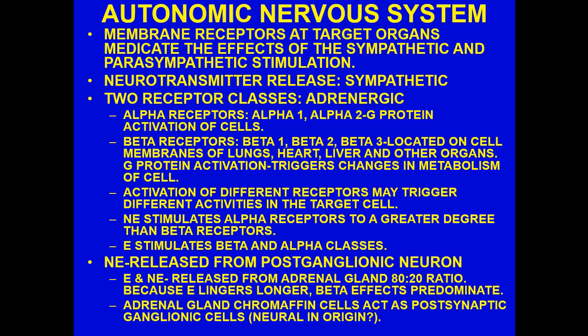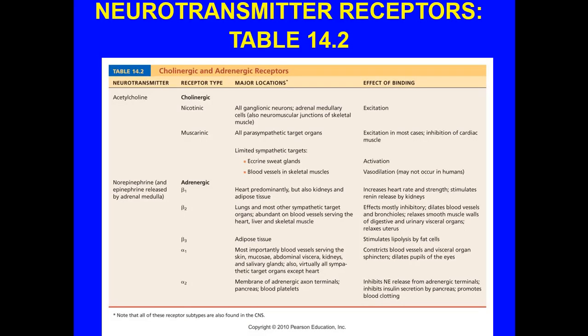Okay. Norepinephrine and epinephrine are released from the adrenal gland. Here's the ratio: epinephrine 80%, norepinephrine 20%. Now there's an advantage here also because epinephrine will linger longer and the beta effects seem to predominate. The adrenal gland chromaffin cells act as postsynaptic ganglionic cells, and that's where I brought up that point about neural origin. I included this from another text to help you review this.